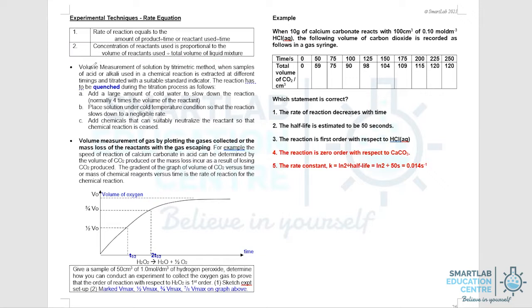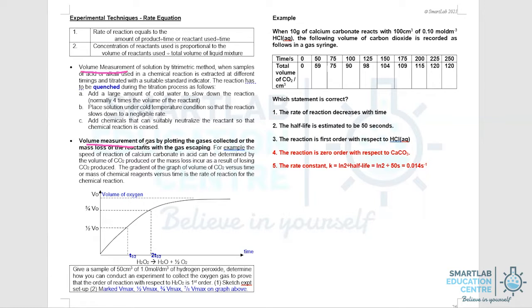Okay, the first example that we have is to look at the volume measurement by titrimetric method. By the titrimetric method, we typically have the reactions quenched. Quench means that you slow the reaction down to a negligible rate, and you can try to do that by either adding copious amounts of cold water, typically about 4 or even up to 10 times. We can place the reaction mixture on an ice pack to slow down the reaction, and at times chemicals are added to neutralize the reactant so that the chemical reactions will cease. So one of the experimental techniques used in studying the rate equation is the volume measurement of solution.